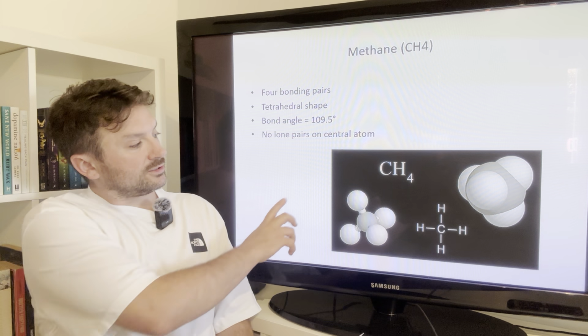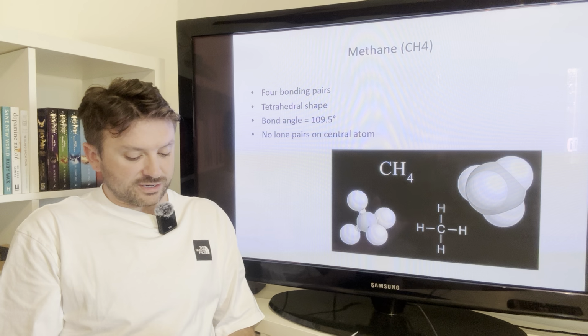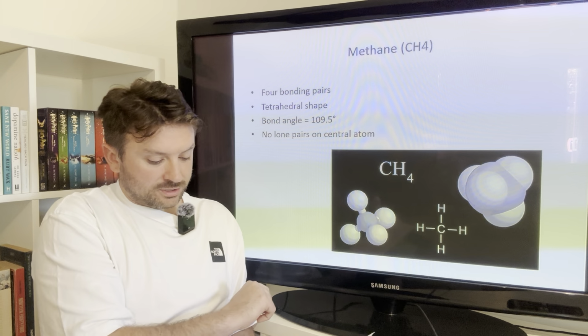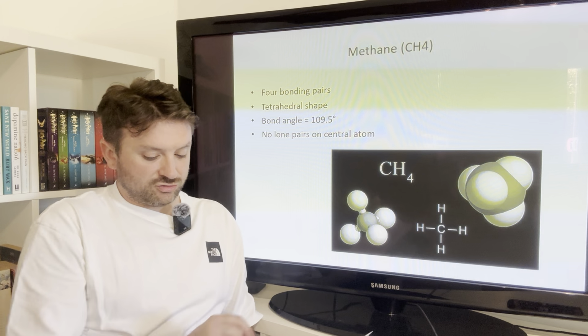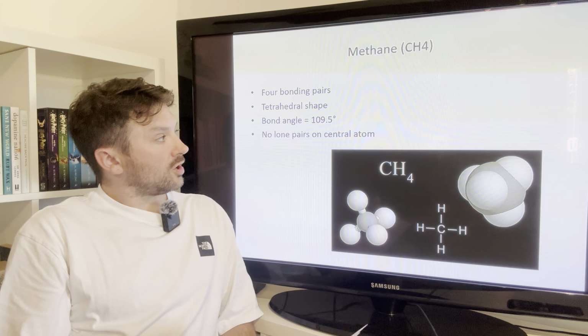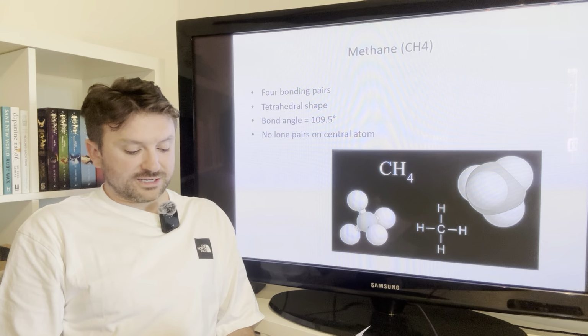Methane, as we see in the diagram of methane here, contains 4 bonding pairs surrounding a central carbon atom. Because all 4 electron pairs repel equally, they arrange themselves tetrahedrally. This results in bond angles of approximately 109.5 degrees. Methane is therefore described as having a tetrahedral shape.